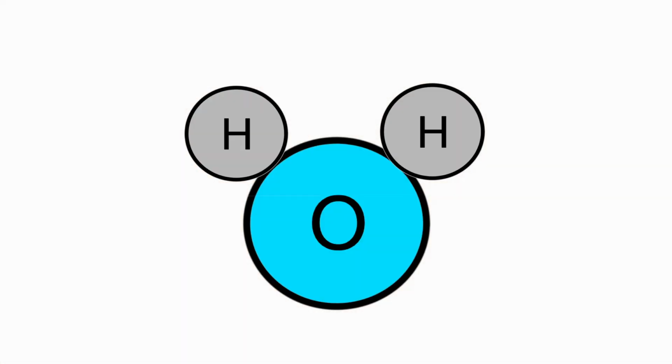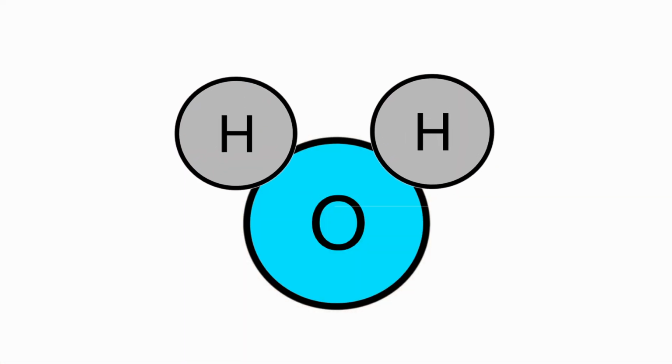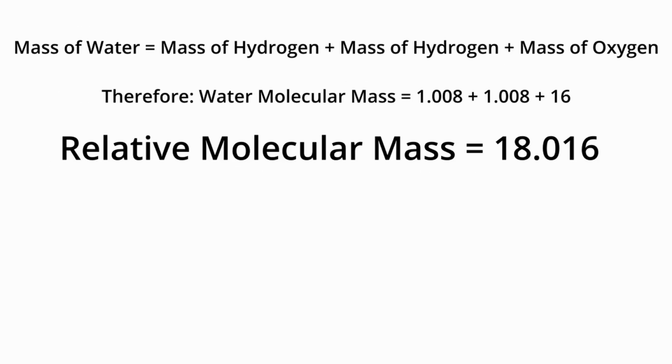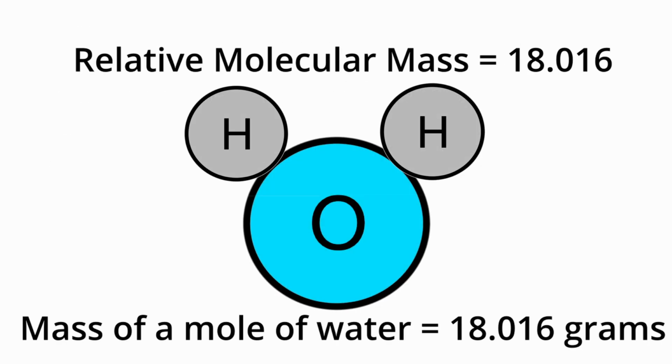Back to H2O, there are 2 hydrogens and 1 oxygen. 2 hydrogens, 1.008 plus 1.008 plus oxygen, which is 16. The answer, 18.016, is the relative molecular mass and the number of grams in a mole of water.